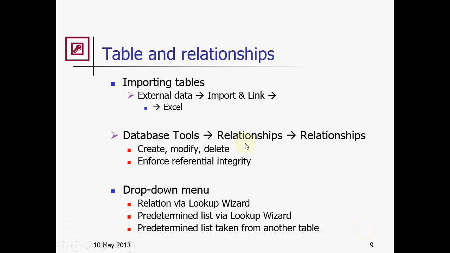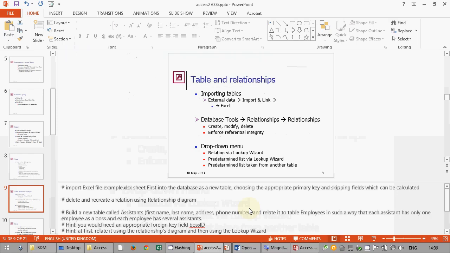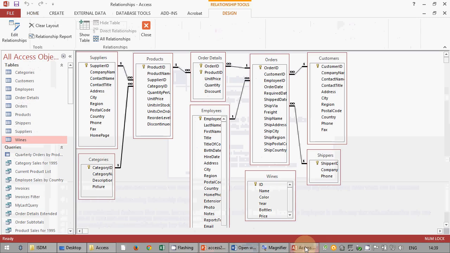This is the way to create relations using the relationship diagram. It's the way for which you have an overview on your database. There is another way using a lookup wizard, which is more complicated but makes a better, more user-friendly database in the end.